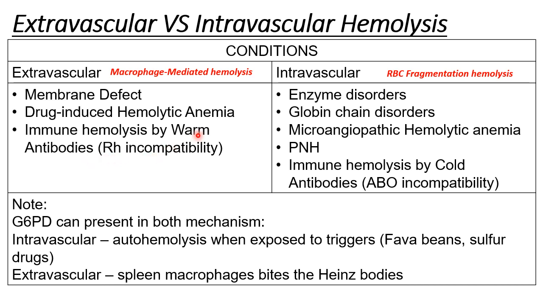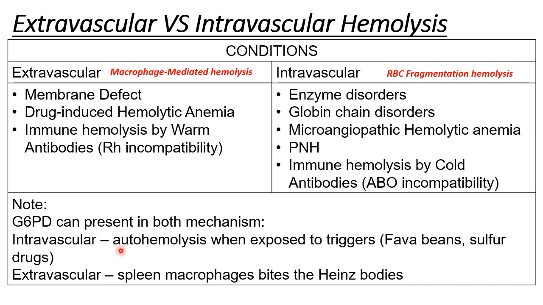Okay? Next, immune hemolysis by warm antibodies, most especially during Rh incompatibility. Okay? And then, dito tayo sa intravascular. Mga enzyme disorders, anong halimbawa nito? Your pyruvate kinase deficiency and G6PD deficiency. Okay? Take note lang natin that G6PD can present in both mechanism. Discuss lang natin muna dito. G6PD can be intravascular sa loob ng blood vessel.